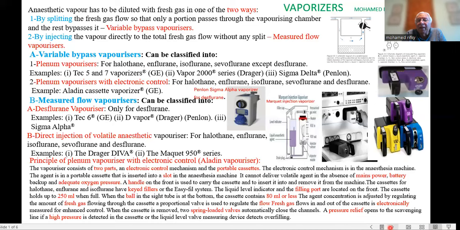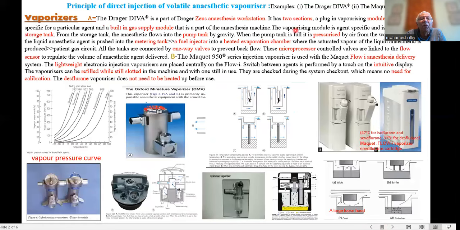Now we go to the second slide. As we said before, the principle of the direct injector of volatile anesthetics is based on two types: the Draeger Diva, which is a working anesthetic device. It has two modules, a module which contains a specific liquid anesthetic, and a built-in gas module. Both modules control the vapor pressure by jet and heater. You see, they are pressurized and go through different chambers until it reaches the patient.